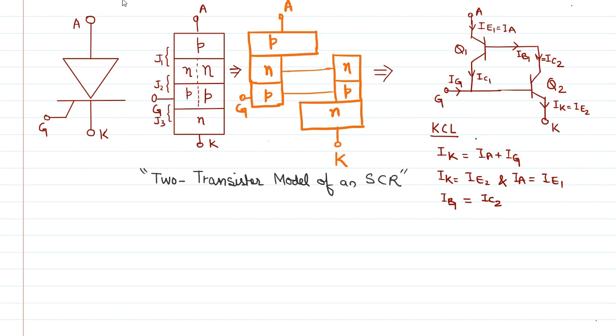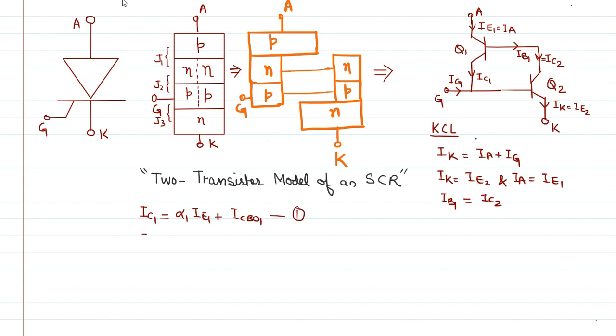Now we can write a few more equations based purely on the equations of a transistor. It is in common base configuration. So we know that the forward current gain as well as the leakage current of these transistors can be represented in the form of an equation. For the first transistor, IC1 is equal to alpha 1 IE1 plus ICBO1. This is the leakage current. This is equation number 1.